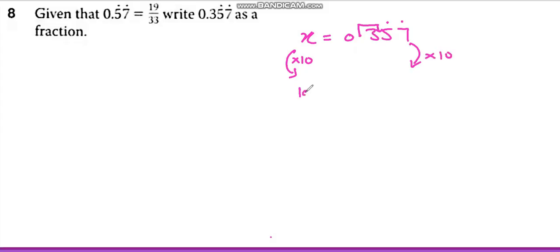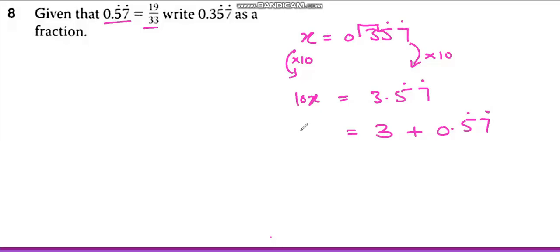And we will get 10x on the left side, and on the right side we will get 0. And we get 10x on the left side if we multiply, and on the right side we get 3.57, where 57 is being repeated. So as we know that 0.57 can be written as 19/33, so let's break this decimal. Means we can also write it as 3 plus 0.57, where 57 is the recurring decimal.